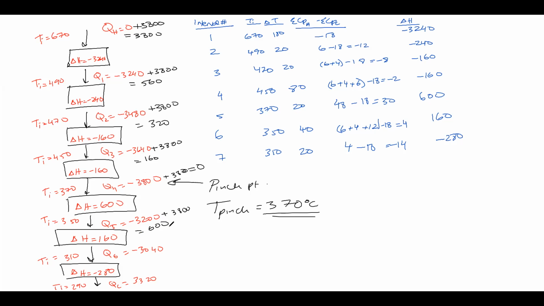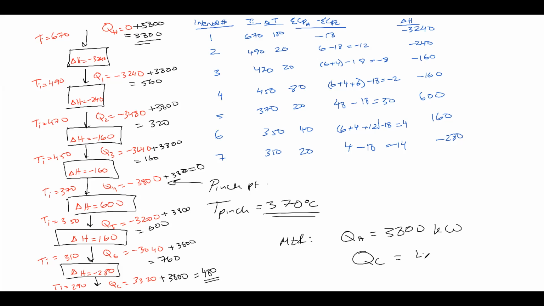This is 600. This is 760. And then finally plus 3800, this is equal to 480. And I need this number and this number here. So my MER targets in this case is QH is equal to 3800 kilowatts and QC is equal to 480 kilowatts. And this is the answer to problem number 5.